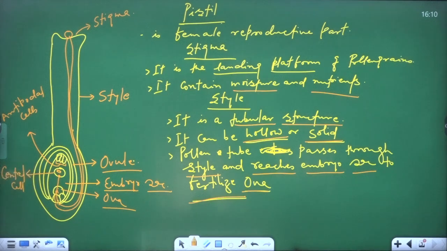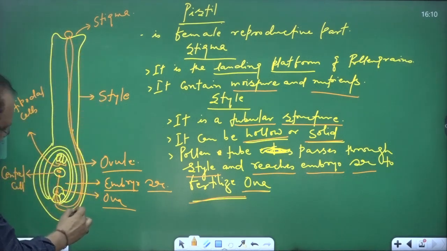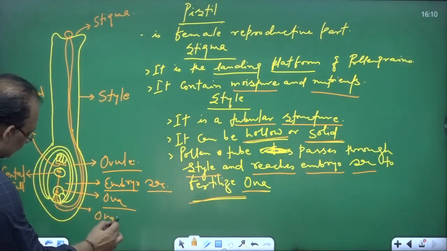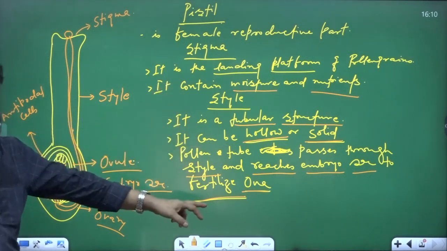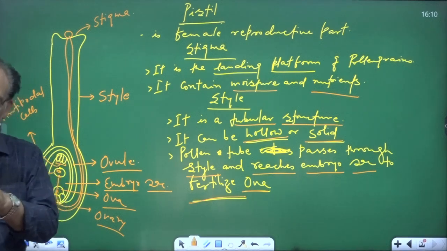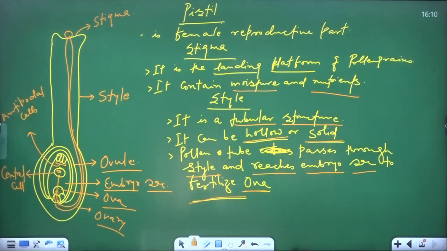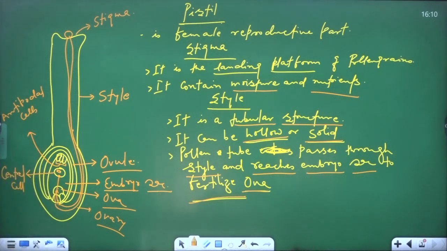We will discuss later on about double fertilization, but first you see, this is stigma, this is style, and then this is ovary, right? So ovary contains ovule, and ovule contains embryo sac. Ovule forms the seed and ovary forms the fruit, clear?